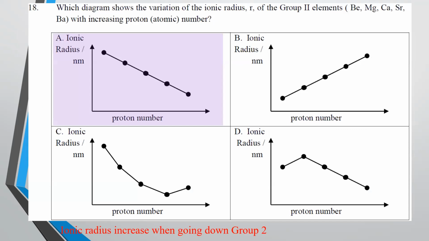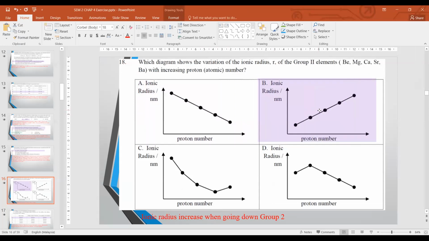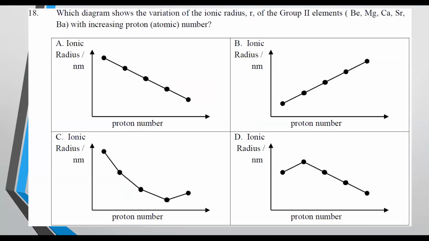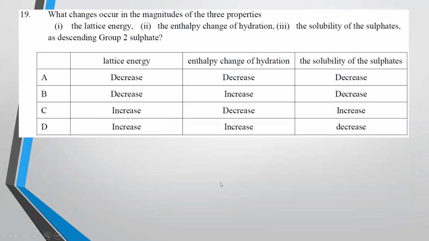Wait, sorry. It's supposed to be B, it's supposed to be B. Ionic radius increases going down with the proton number. Okay, supposedly increase. Okay, so number 18 is B.